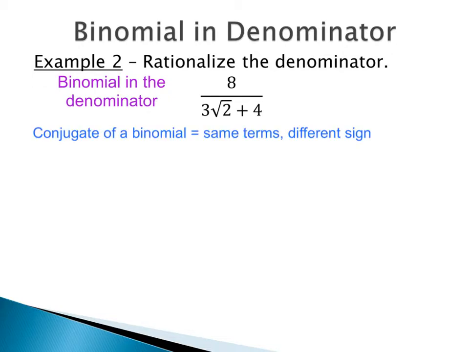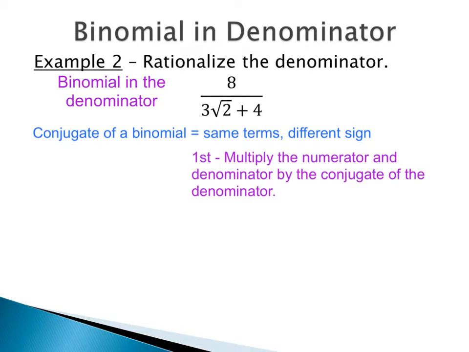So if I had 3 square root of 2 plus 4, which I have right now, the conjugate of that would be 3 square root of 2 minus 4. So that's what we're going to do. We're going to multiply the numerator and the denominator by 3 square root of 2 minus 4 and 3 square root of 2 minus 4. So that shows the conjugate of the denominator.